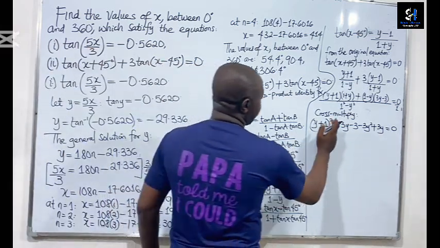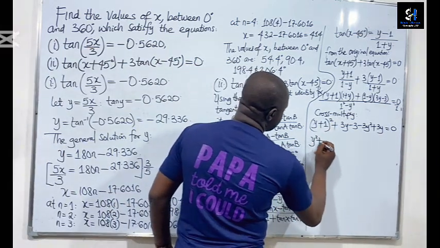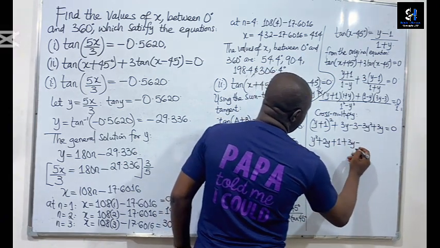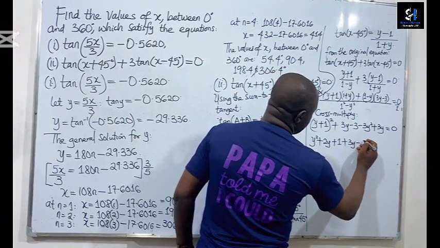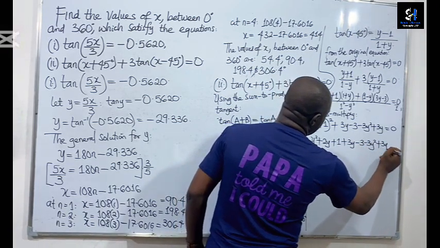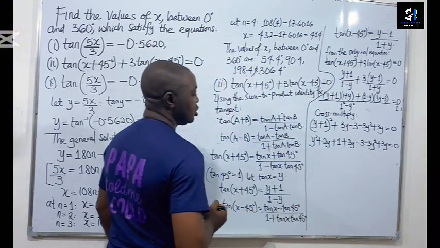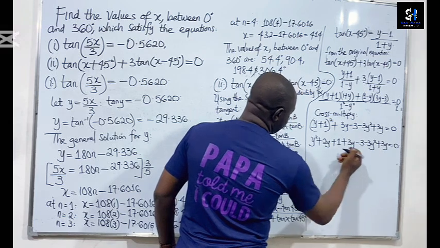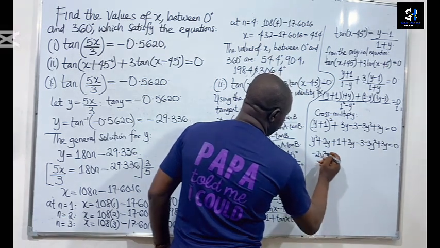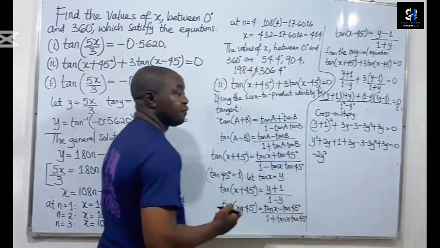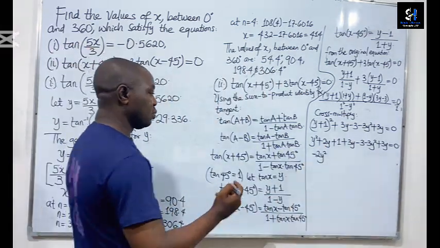Alright, so if we expand this, this will be y squared plus 2y plus 1 plus 3y minus 3 minus 3y squared plus 3y equals 0. So y squared minus 3y squared, that will be negative 2y squared. 2y plus 3y, that will be 5y. 5y plus 3y, that will be 8y.